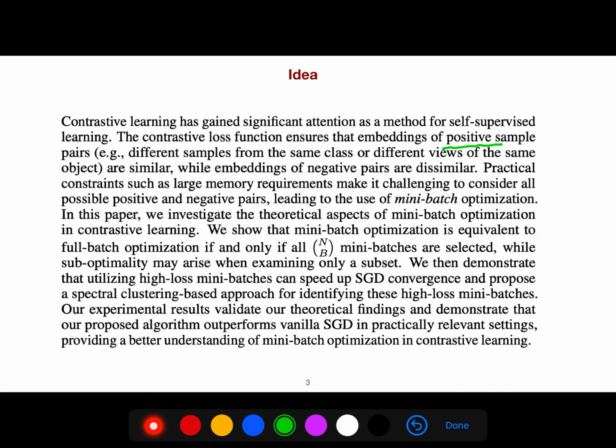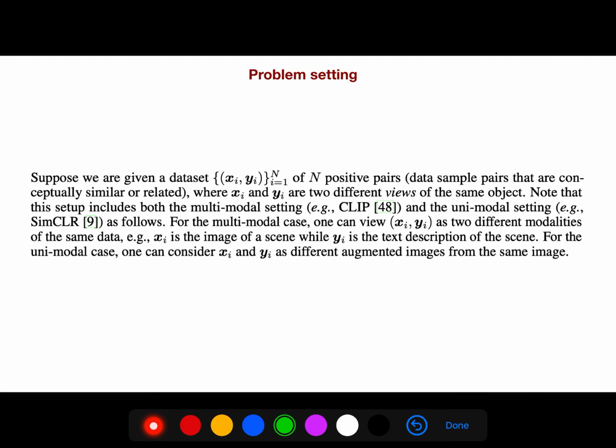We show that mini-batch optimization is equivalent to full batch optimization if and only if all B from n mini-batches are selected, while suboptimality may arise when examining only a subset. And then we demonstrate that utilizing high-loss mini-batches can speed up SGD convergence, and propose a spectral clustering-based approach for identifying these high-loss mini-batches.